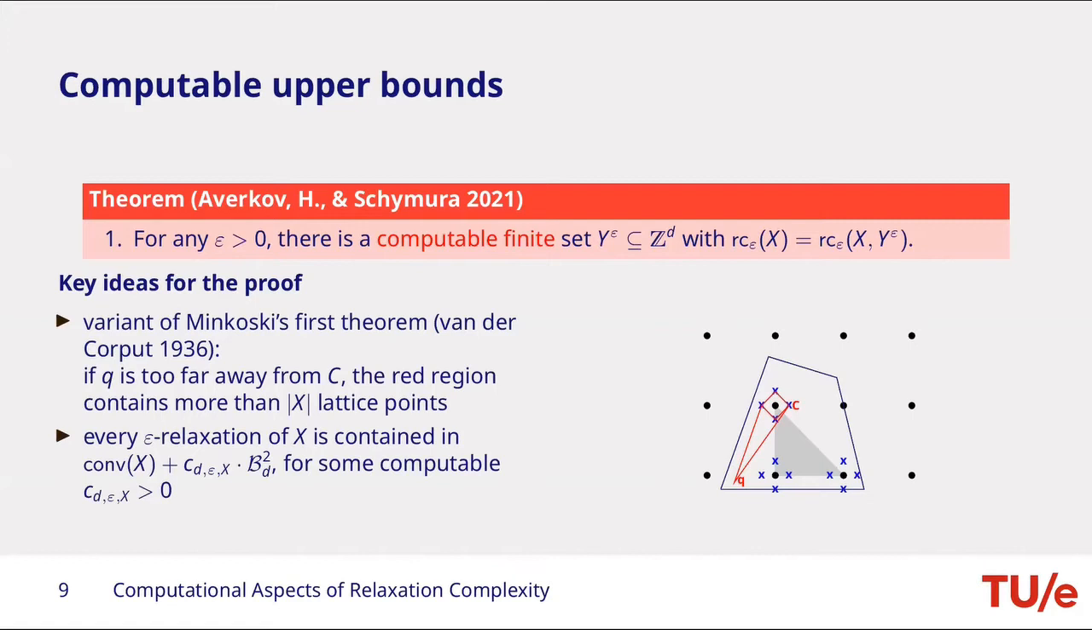But actually this is not possible because of a variant of Minkowski's first theorem that says if we take this red pyramid-like object and its volume is too big, then the number of integer points inside the red polytope will be bigger than the number of points that we want to describe. This is a contradiction, and thus we can show that Q cannot be arbitrarily far away from our set of integer points. From the proof of Minkowski's theorem, we can then also extract distances or estimations on the bounds that we need to bound our epsilon relaxations. And then we can select this set of finite points as the integer points that are contained in the bounding box containing all epsilon relaxations.